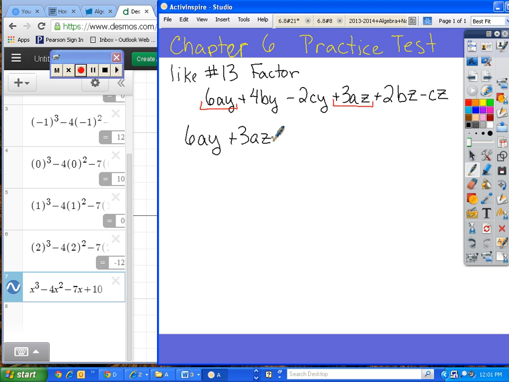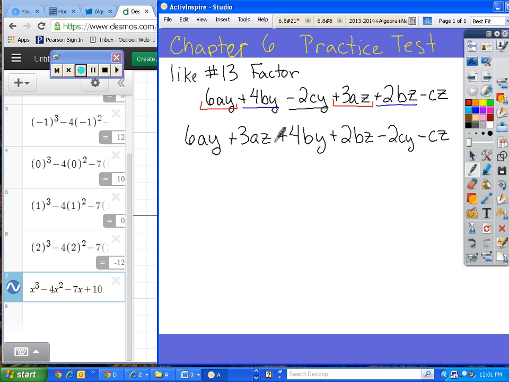Now let's come up here and see what else we have. Here, this term has a B, and this term has a B. So we're going to write those next. So here I have plus 4by plus 2bz. And my last terms are minus 2cy minus cz.